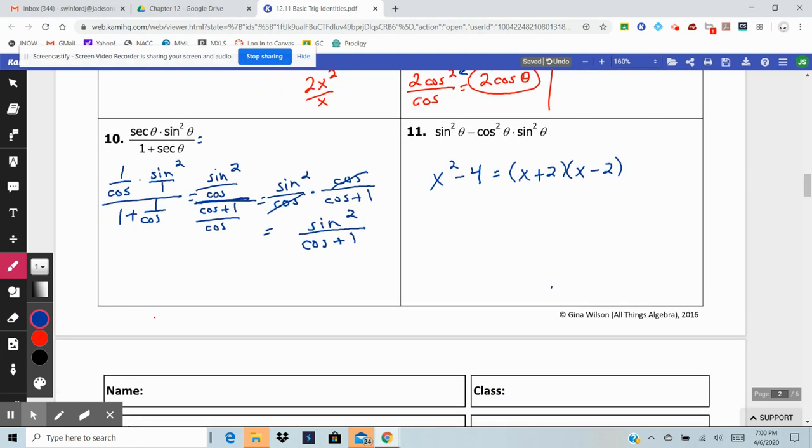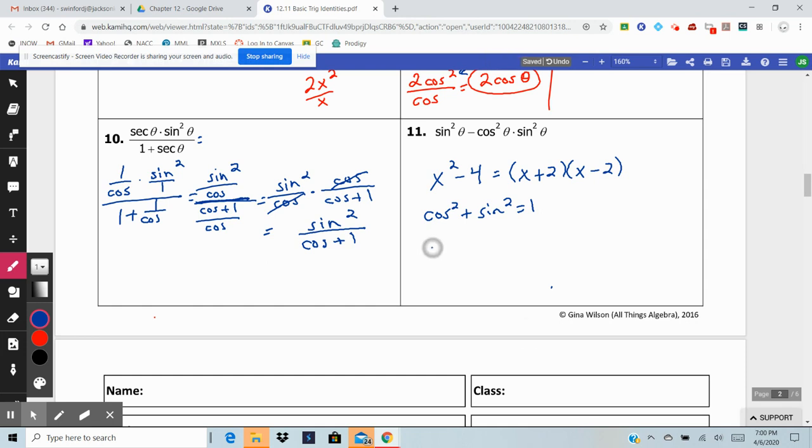Well, let's take our Pythagorean identity, the most popular, the most basic one, and that was cosine squared plus sine squared is equal to 1. And I want to do this. I want to take the cosine squared.